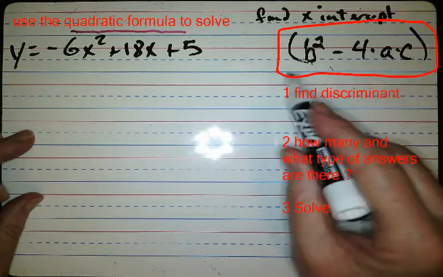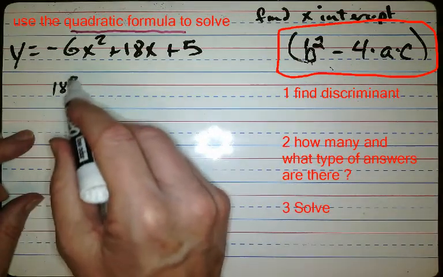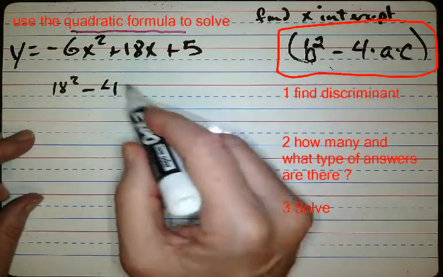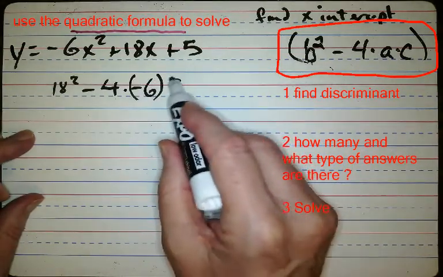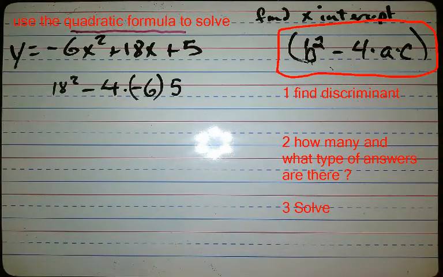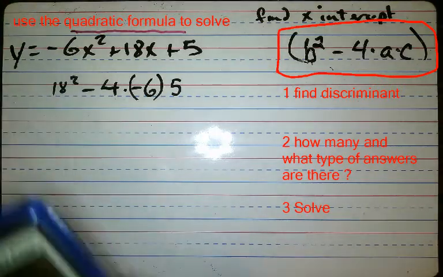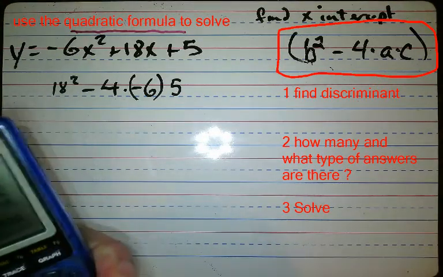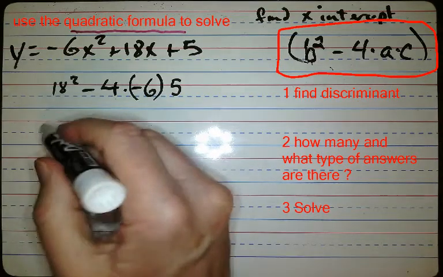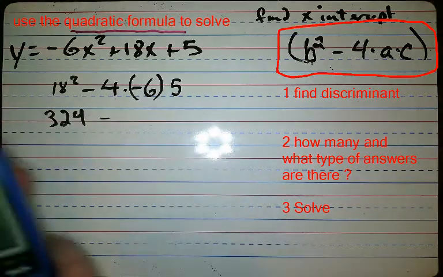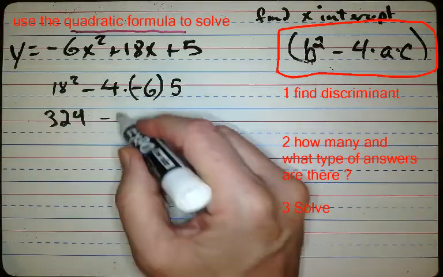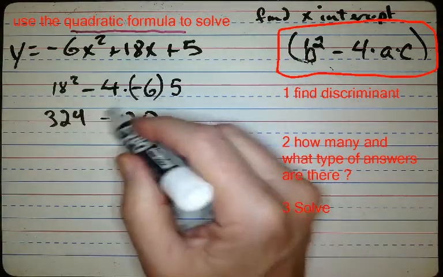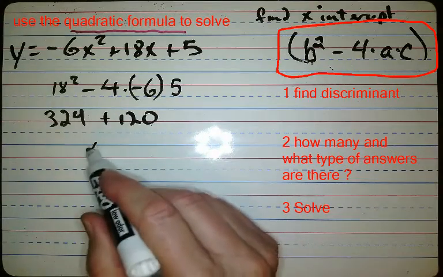So first step, find the discriminant. That's what this is. I have to take 18 and square it. Then I have to subtract 4 times the a number, which is negative 6, times the c number, which is 5. So I take out my handy calculator. 18 squared is 324. Negative times negative is positive, 24 times 5 is 120. Minus minus makes plus, so when I add those together, I get 444.